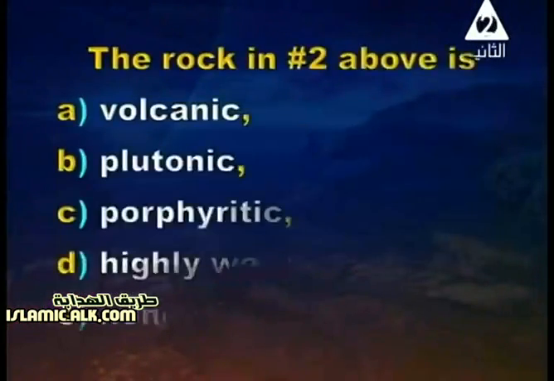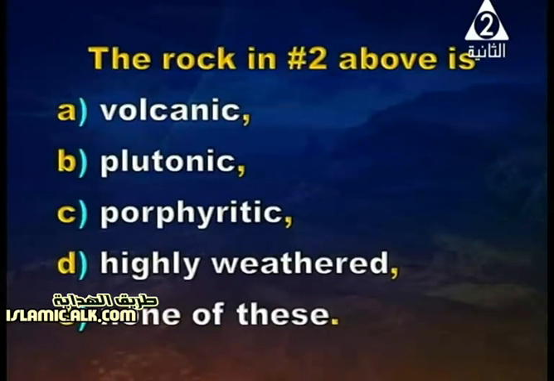Write the scientific name. The rock in the same question, we can consider it as volcanic, plutonic, porphyritic, highly weathered, or none of these. This is the area where this rock is formed. It is on the surface, volcanic, or in the subsurface, plutonic, or porphyritic in the middle way, or highly weathered, which is surface rocks, or none of these. And we know it is a volcanic rock.